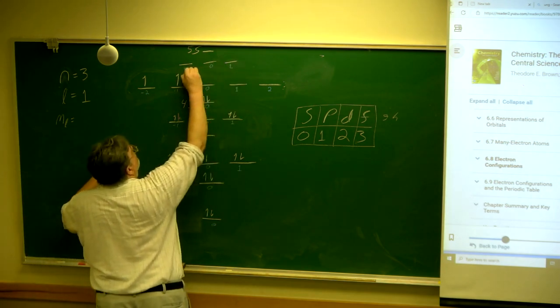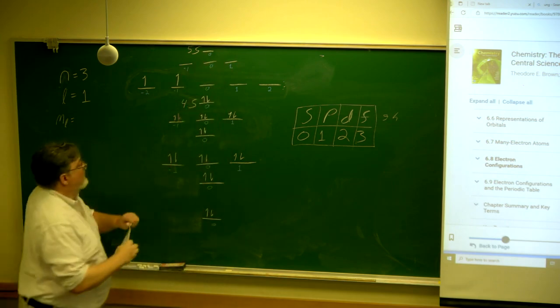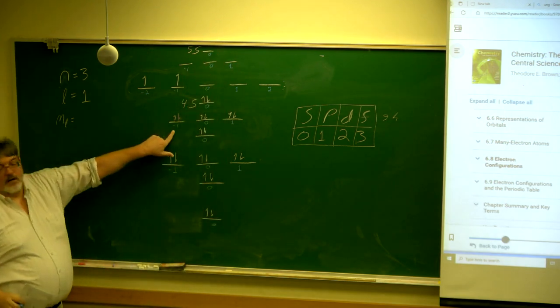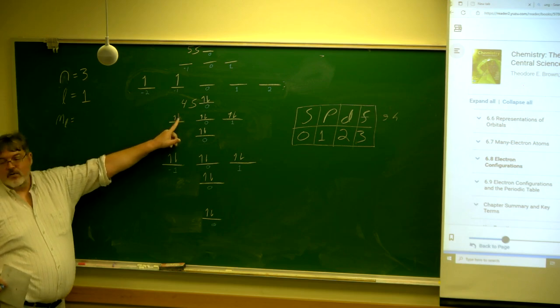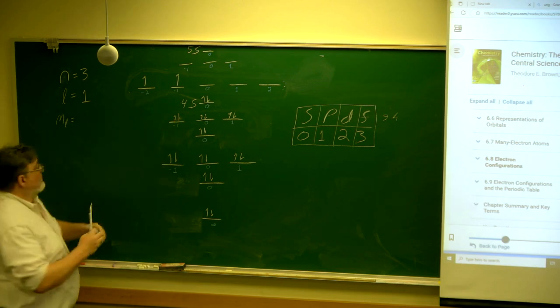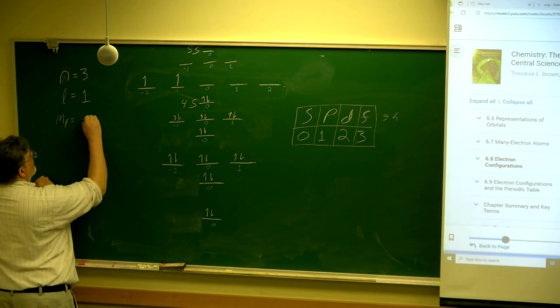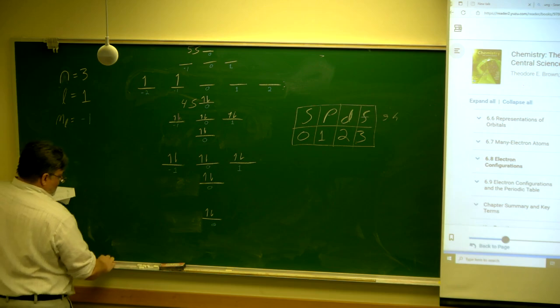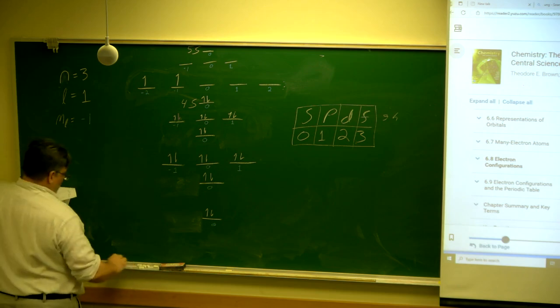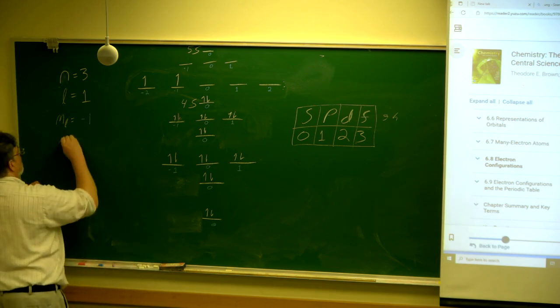1, negative 1, that'll be 0. So our third quantum number here is going to be negative 1 because we're trying to hone in on the purple one. So I'm going to say negative 1. 3, 1, negative 1. There's one more.